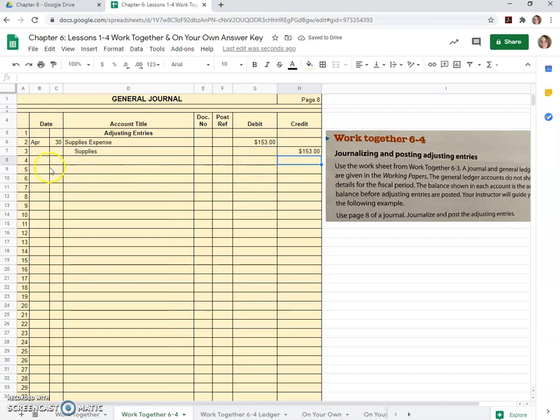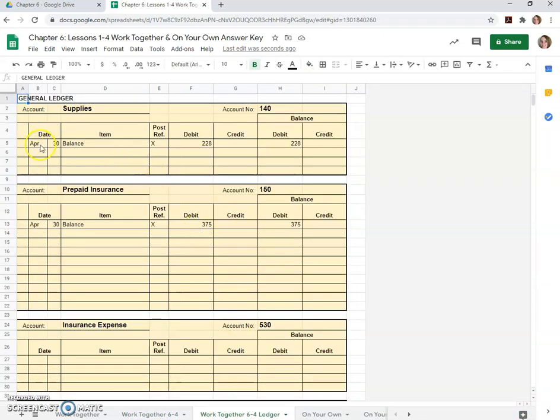Okay, then the other entry we need to do is also on the 30th, and it was to insurance expense and prepaid insurance was our credit. And that was $125. So there are our journal entries. Now we need to post them. So that's down here.